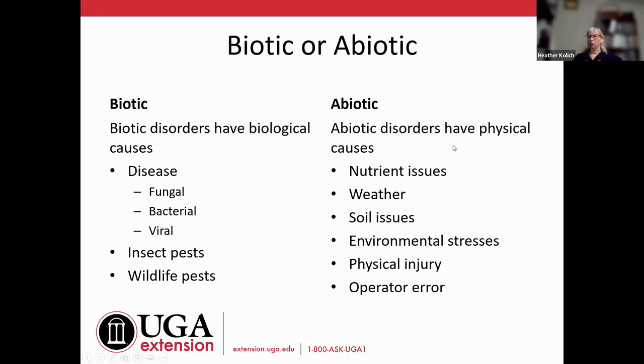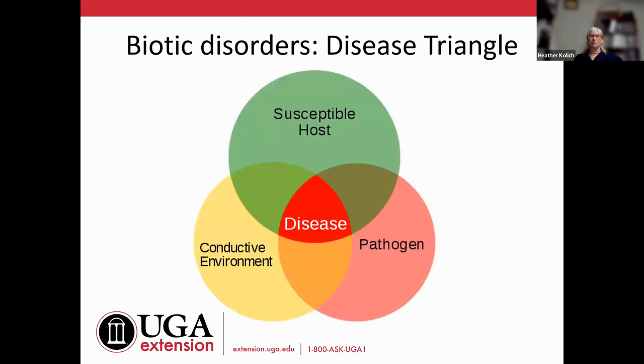Abiotic issues typically are not a living agent, but they are something that comes from physical causes like nutrient deficiencies, nutrient issues. It could even be nutrient excesses, weather, soil issues, environmental stresses, a physical injury. And the last one is what I call operator error. Those are things that humans visit upon a plant that causes it to have disorders.